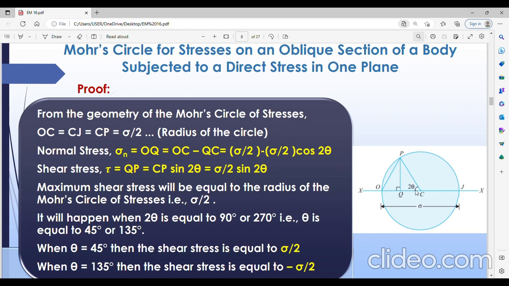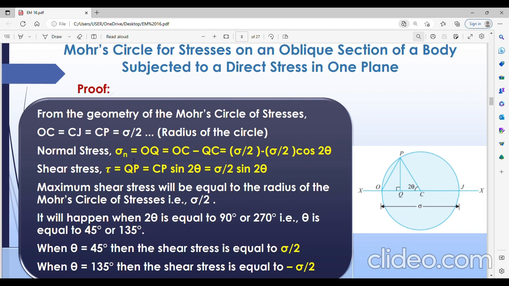So after explaining this figure, you have to look into the geometry of the Mohr's circle of stresses. Here OC is equal to CJ. What is OC and CJ? It is half of sigma, right? So OC is equal to CJ is equal to CP. CP is also the radius of the circle. OC is also the radius of the circle. CJ is also the radius of the circle. So all of these are equal to sigma by 2, which is the radius of the circle.